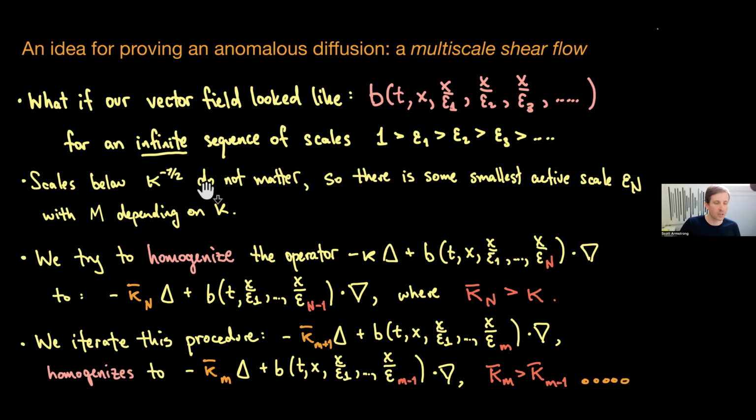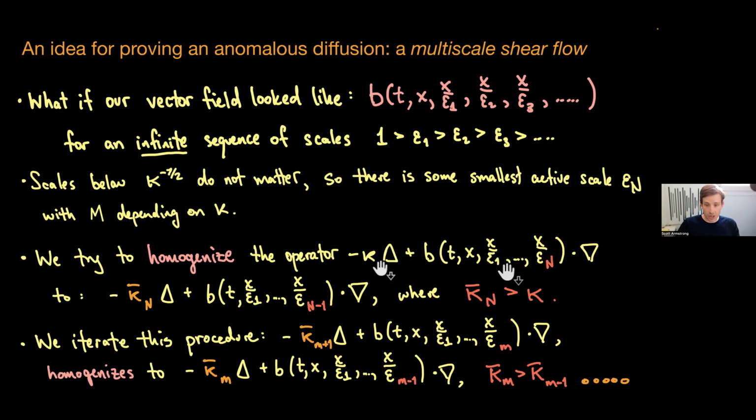Scales below kappa to the minus, actually, this is not right. It should be kappa to the positive 3/4, not minus 1/2. I don't know what I was writing there. But scales below kappa to the 3/4 do not matter. So there is some smallest active scale. So for every kappa, you'll have a finite sequence of epsilons. It's just that as kappa goes to 0, you have more and more and more scales.